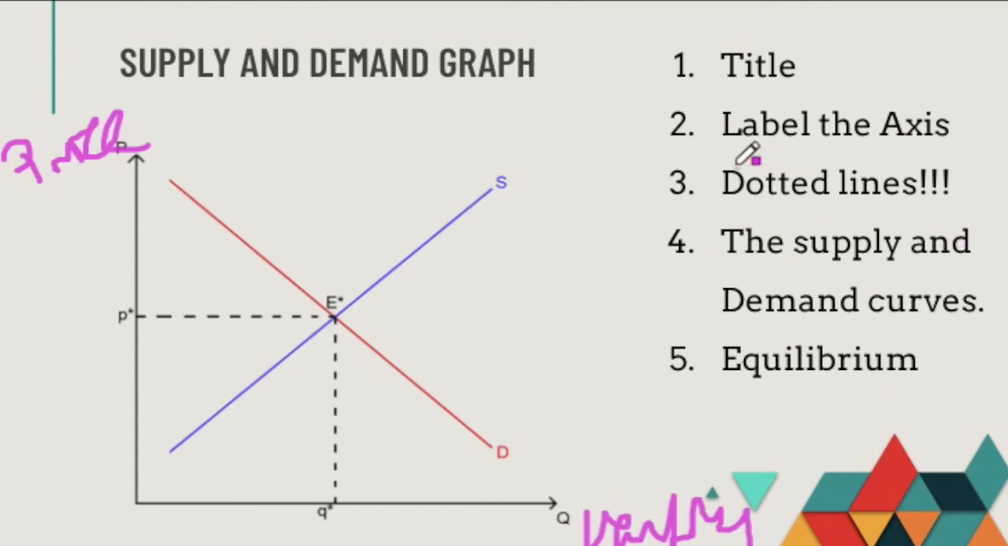Let's go over the fourth one before we get to the third. The supply and demand curves. As we went over in the previous slides, the supply curve is going to be upward sloping, and the demand curve is going to be downward sloping.